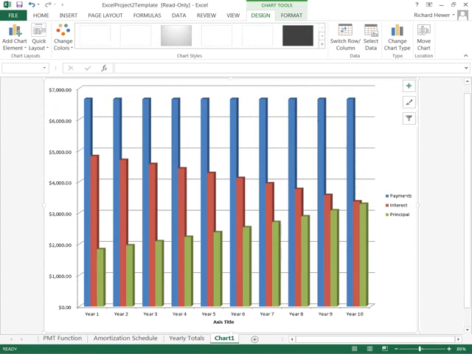So I click OK, and I should have my blue lines straight across the top. The red lines, the interest payment, should be decreasing. The green lines, the principal payments, should be increasing. So it should look similar to this.